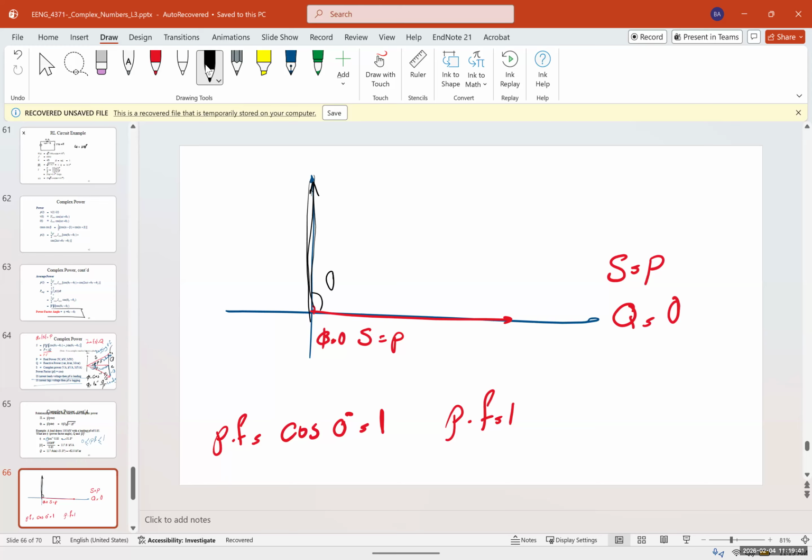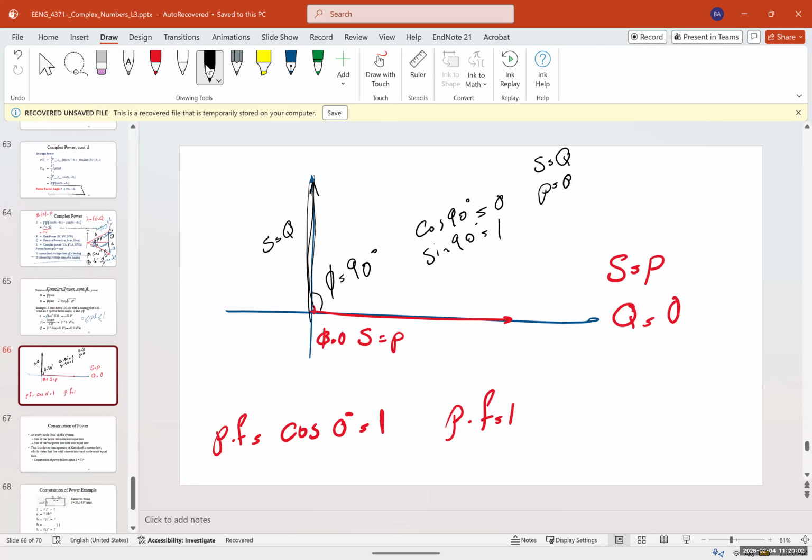And what is the worst case scenario, which never happens? When theta, or phi, is equal to 90 degrees. Cosine of 90 degrees is 0. Sine of 90 degrees is 1. Therefore, S is equal to Q here, and P would be equal to 0, which never happens. You always have a little bit of real power. So we want the power factor to always be close to 1. That's the reason we use a power factor correction system.